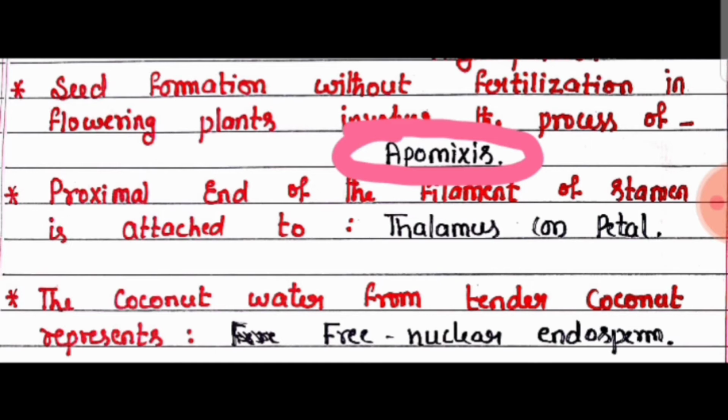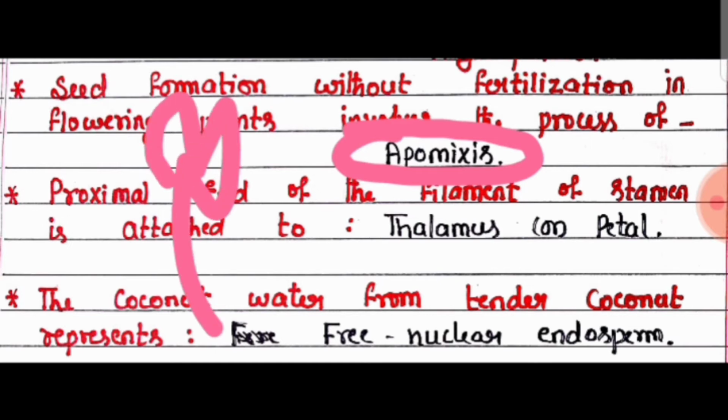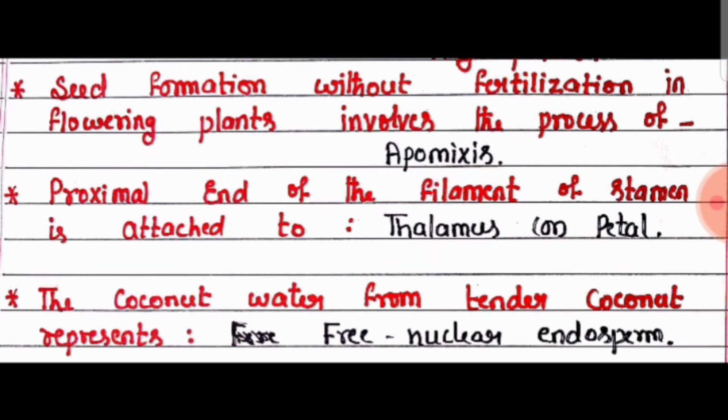Now, the proximal end of the filament of the stamen. If you see the structure of the anther and filament, that is the stamen, this filament is attached at its proximal end to the thalamus or to the petal of the flower.